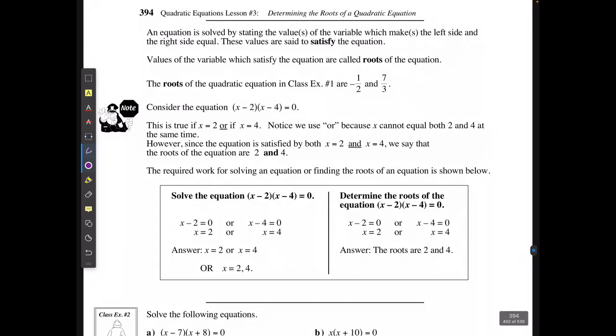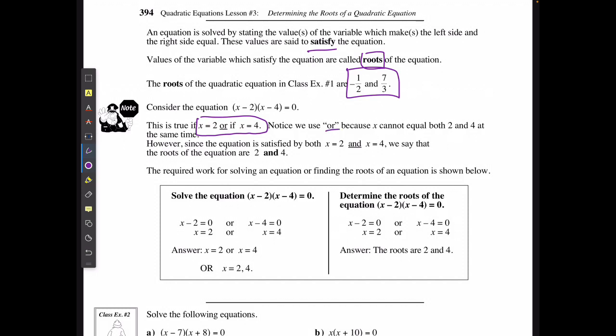An equation is solved by stating the values of the variable which make the left side and the right side equivalent. These values must satisfy the equation, like the case that we just saw. Values of the variable which satisfy the equation are called the roots of the equation. The roots of the quadratic equation in example 1 are negative 1 over 2 and positive 7 over 3, which we've already seen. If I consider the equation x minus 2 times x minus 4 is equal to 0, this is true if x is equal to 2 or if x is equal to 4.